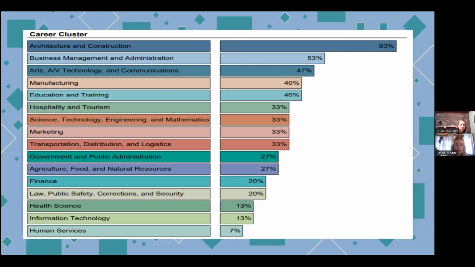So on this slide is an example of what you would see from the interpretive report. This is showing how the user's interests are aligned with certain career clusters.